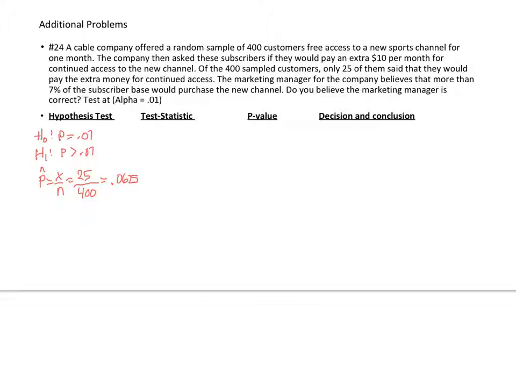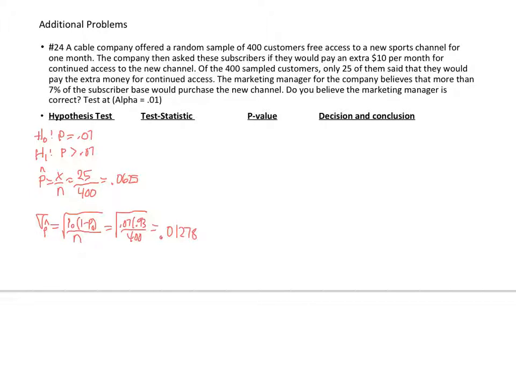Now we want to do our standard error for p hat. Right, so this is going to be the square root of p naught times 1 minus p naught divided by n. And in this case, we get the square root of 0.07 times 0.93 divided by 400, and this is going to equal 0.01278.